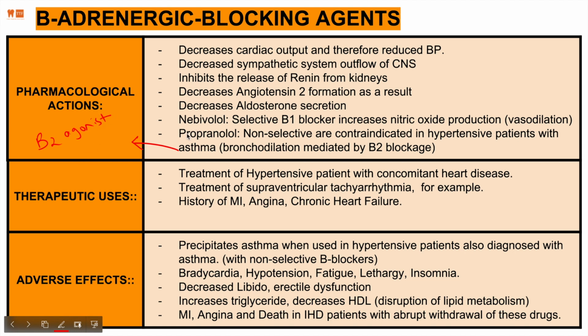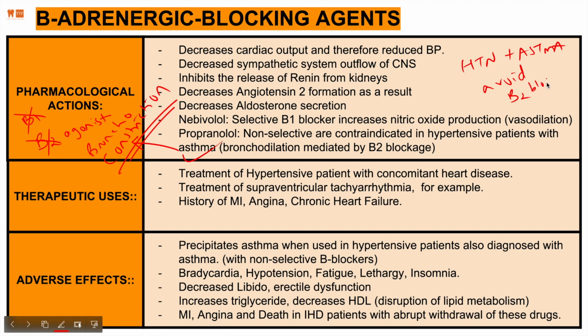But if propranolol, being non-selective, blocks beta 1 and beta 2, then there will be bronchoconstriction. And what does bronchoconstriction do? Cause asthma. Therefore, if there is a patient with hypertension and asthma, then we avoid beta blockers such as propranolol, which are non-selective, blocking beta 2 as well. So we want nebivolol, which is a beta 1 blocker. Fair enough? Okay, in therapeutic uses, it's for treatment of hypertension with concomitant diseases as well.